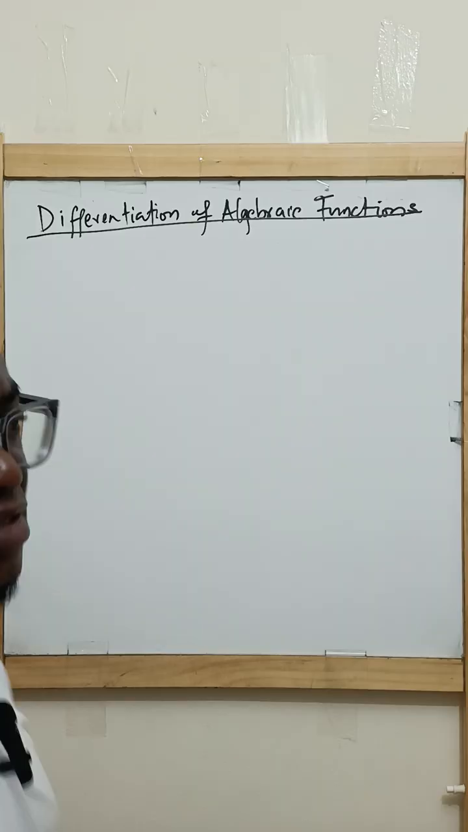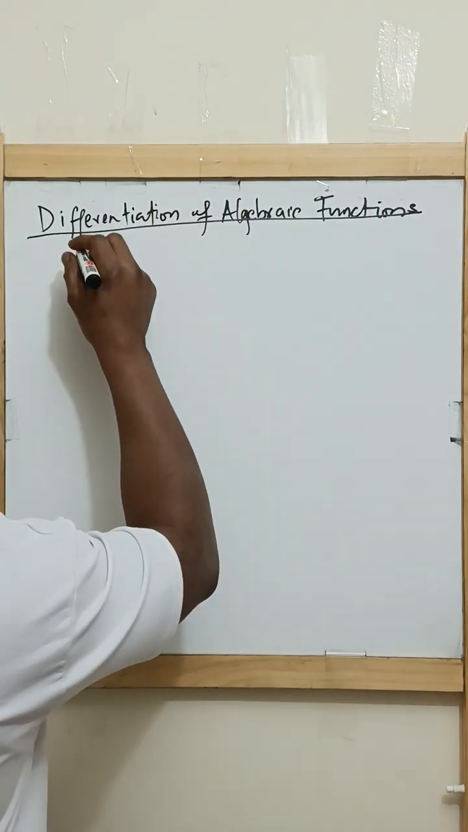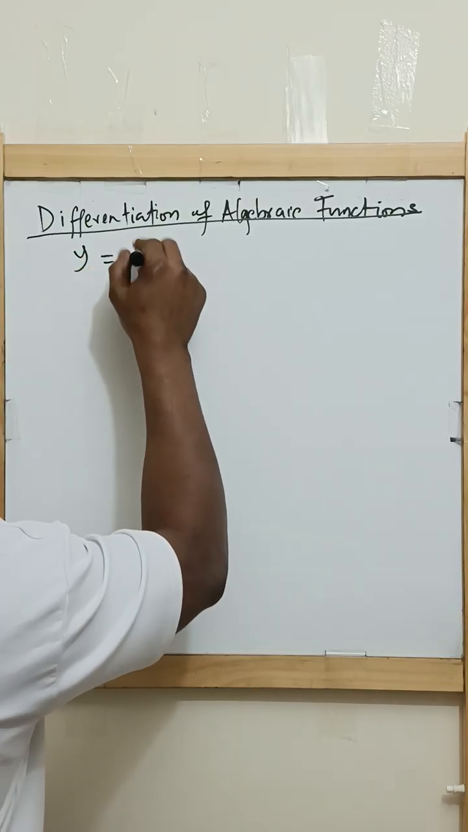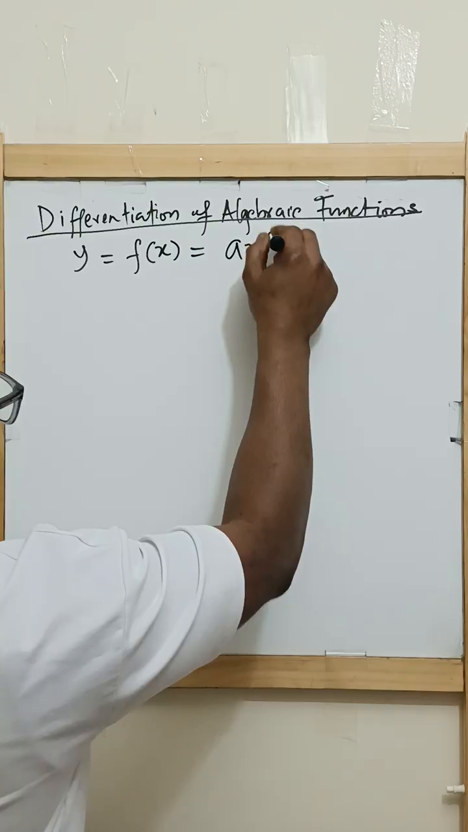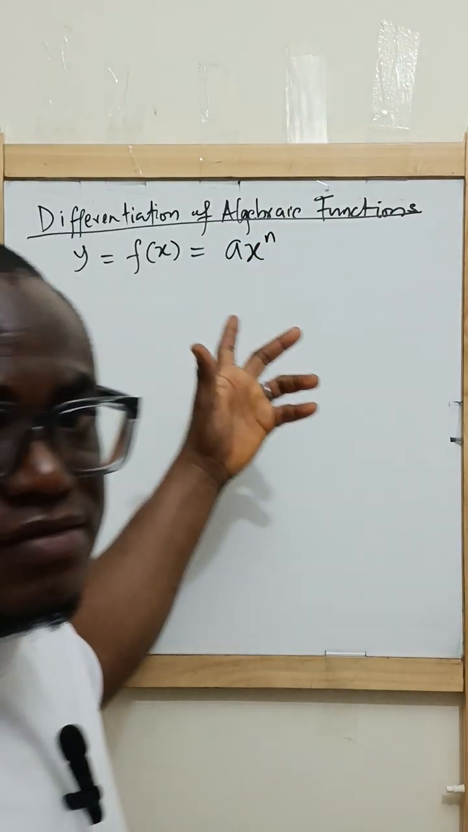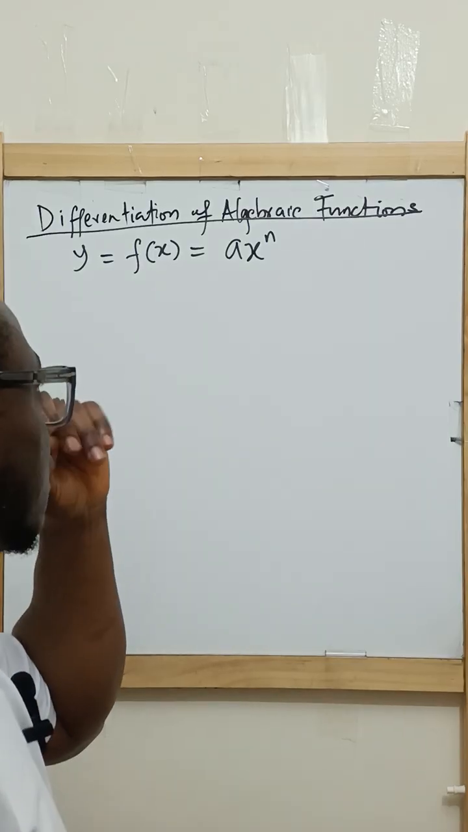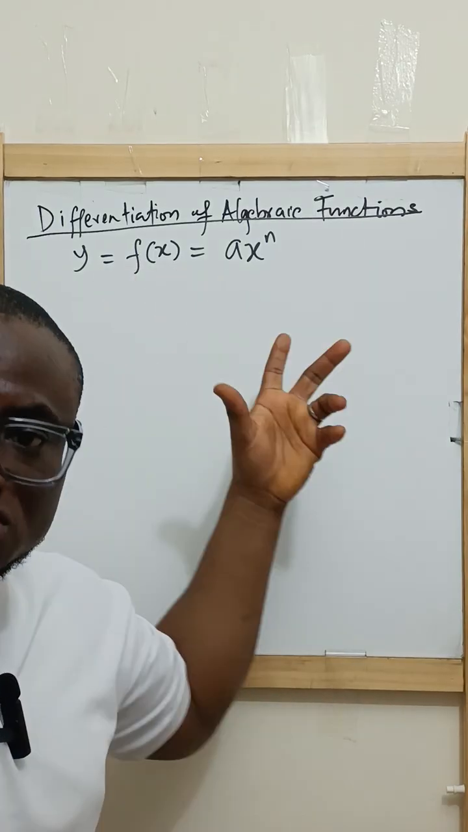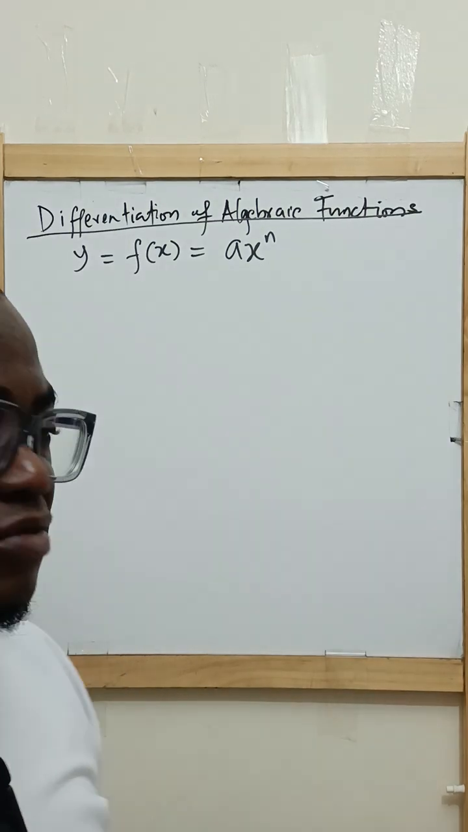So today we want to look at differentiation of algebraic functions. The simplest form of algebraic function can be written as y, which could be written as f of x, is equal to ax raised to the power n. That is the simplest form. Now we want to carry out the differentiation of this function from the first principle.